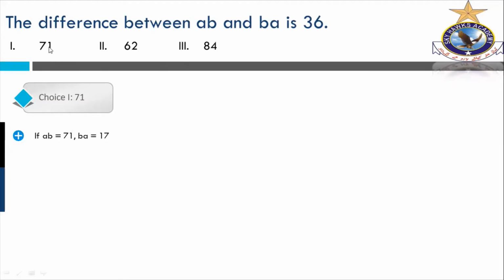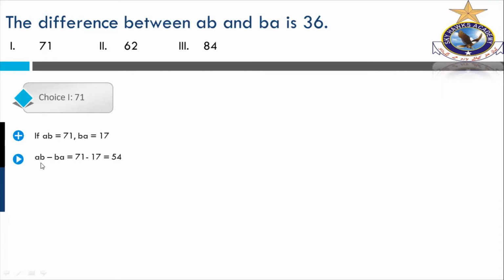Now we have three choices, 71, 62 and 84. So if we are just considering that 71 is our answer, so the choice one is 71. If AB is 71, then if we are reversing the order of the digits, BA is 17. So if AB is 71, then BA is 17. So AB minus BA, the difference, that was also given in the condition, is 71 minus 17, that is 54.